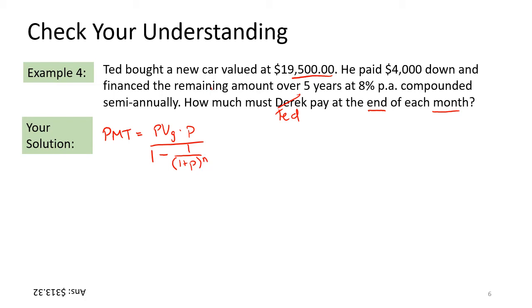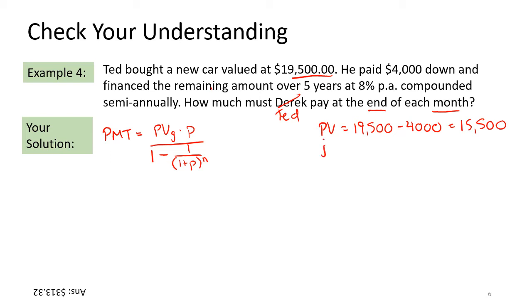So what do we know in this question? We know our present value, but it's a little different here. Our present value is actually what he paid for the car minus how much he paid down on it, because he doesn't have a loan for that total amount. He paid $4,000 right when he bought the car. So his present value is actually $15,500. That's the remaining balance he has to pay off over the next 5 years.